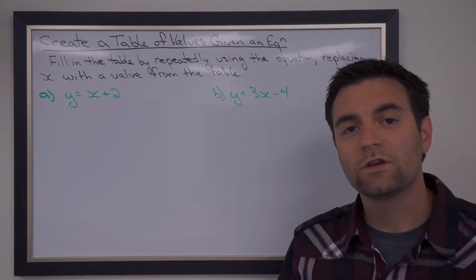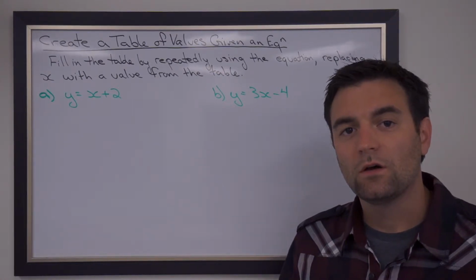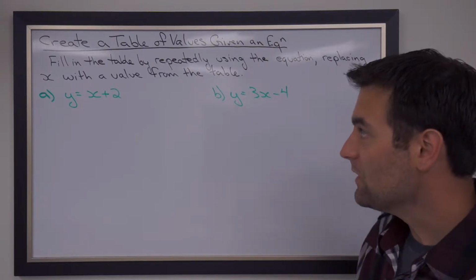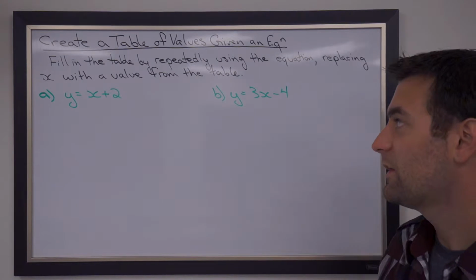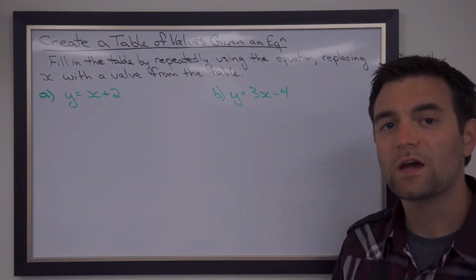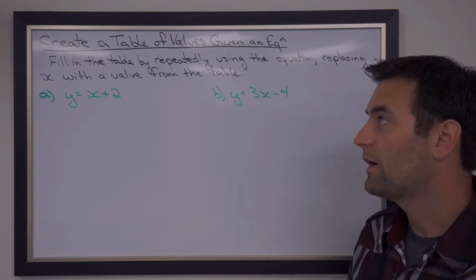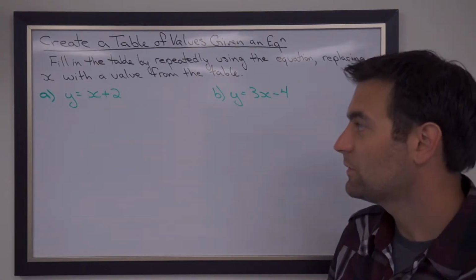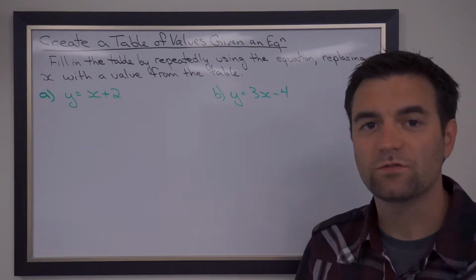Creating a table of values given an equation is something you'll do when you're getting ready to graph. So what we do is we fill in a table repeatedly by using the equation, replacing the x value in the equation with a value from the table. So here we have two examples. We have y equals x plus 2 as our first example.